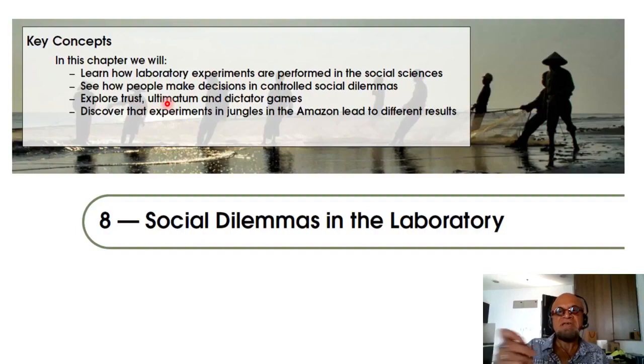where certain exchanges are involved, not always between people who know each other or people who have even seen each other or will see each other, because that's critical to see: do your decisions depend on knowing the person or seeing the person, or is it something universal in terms of human behavior about how we make decisions. Discover that experiments in jungles in the Amazon lead to different results.